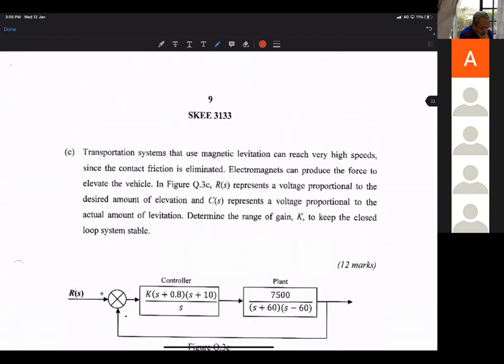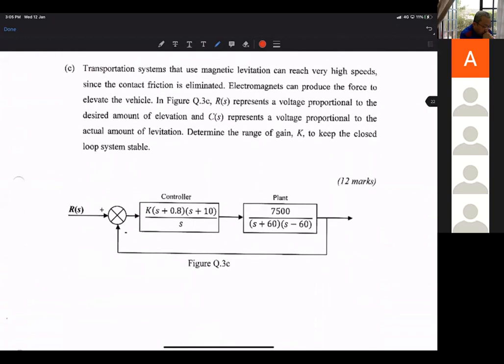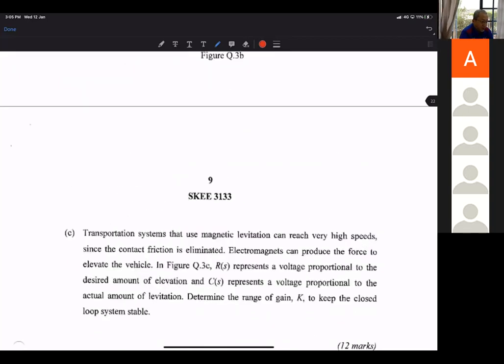C. Transportation systems that use magnetic levitation can reach very high speeds. Since the contact friction is eliminated, electromagnets can produce the force to elevate the vehicle. In figure question 3c, R(s) represents a voltage proportional to the desired amount of elevation, and C(s) represents a voltage proportional to the actual amount of levitation. Determine the range of gain K to keep the closed loop system stable. All right, thank you very much.